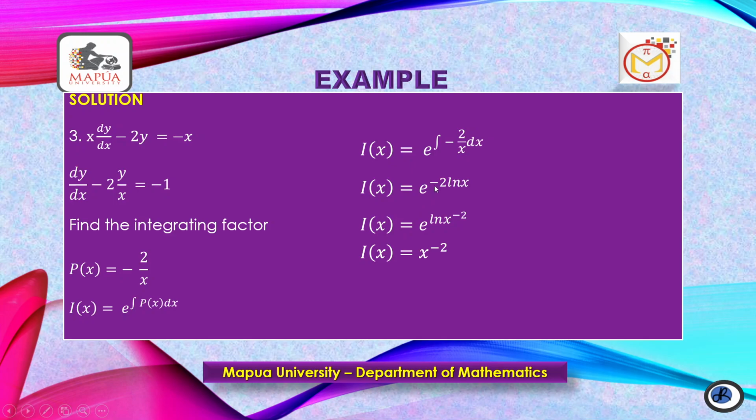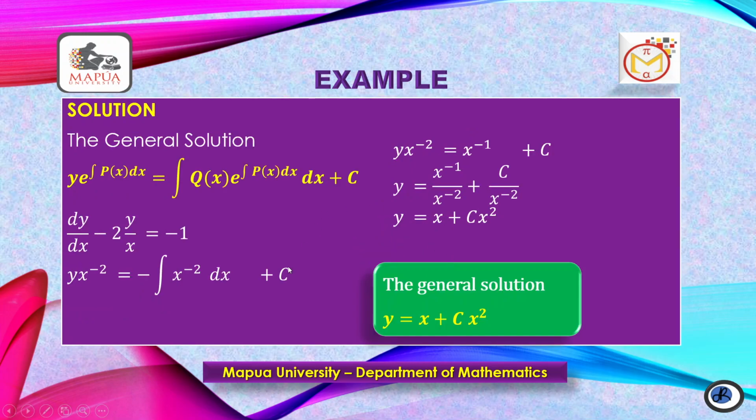So we have e raised to negative 2 ln of x. And then by the rule of logarithms, we can express the negative 2 as an exponent. So it is now e raised to ln of x raised to negative 2. And e raised to ln is 1. So therefore, the integrating factor is x raised to negative 2.